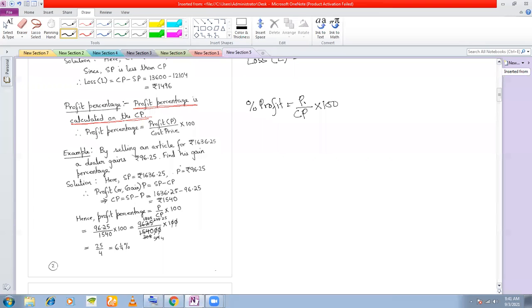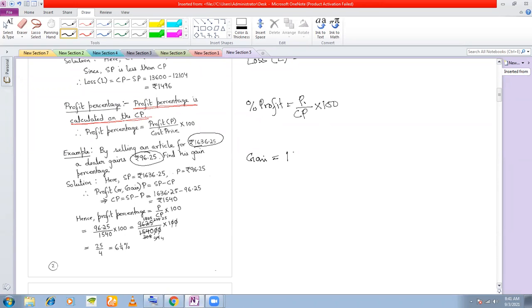If you look at this question here: by selling an article for 1636.25, a dealer gains 96.25. Find his gain percentage. Okay. So here you first calculate the gain. You check whether the selling price is greater than the cost price. Selling price is 1636. Cost price is 96.25. Obviously, selling price is greater than the cost price. Therefore, he is gaining, right?